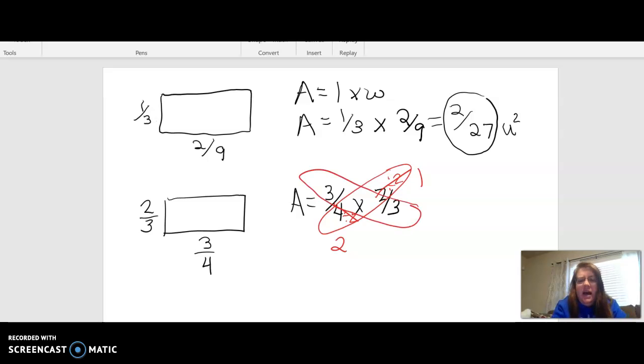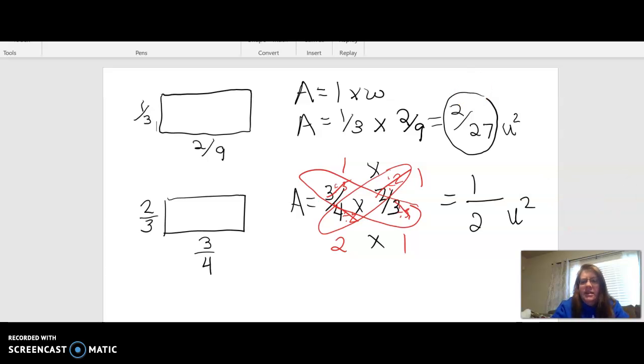This way, if I cross cancel, I have 3 and 3. Well, they're both divisible by what? By 3, obviously, okay? So I'm dividing by 3. So 3 divided by 3 is 1, and 3 divided by 3 is 1. So now all I'm multiplying is 1 times 1 equals 1, and 2 times 1 equals 2. So the area of this rectangle is 1/2 units what? Squared, right? Okay. Simple enough when we're doing just our regular fractions, right?